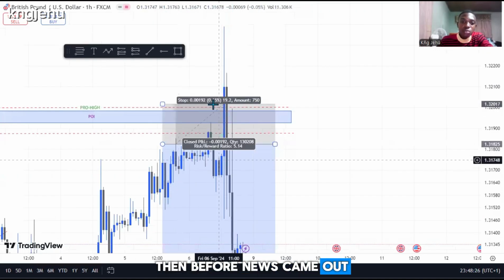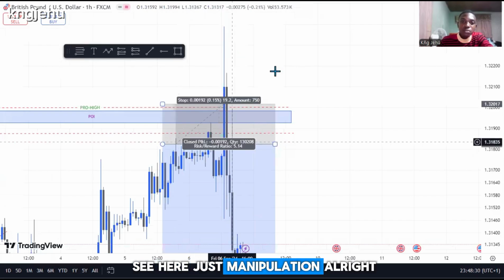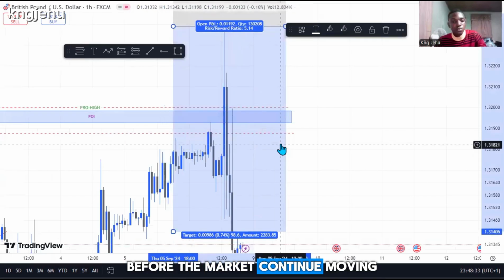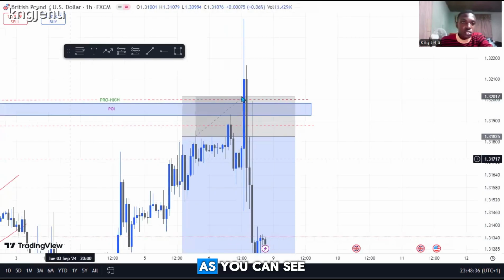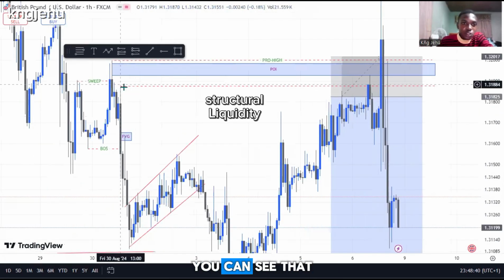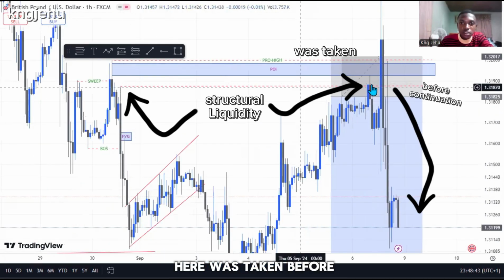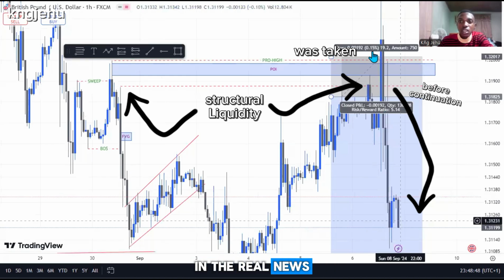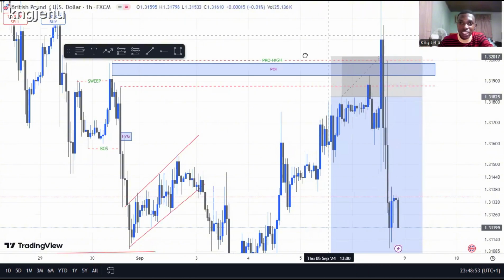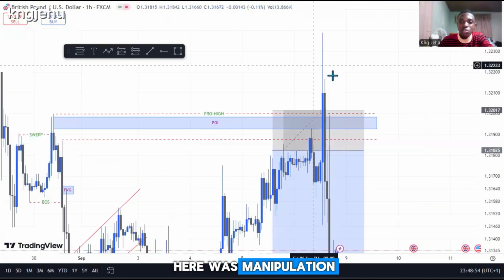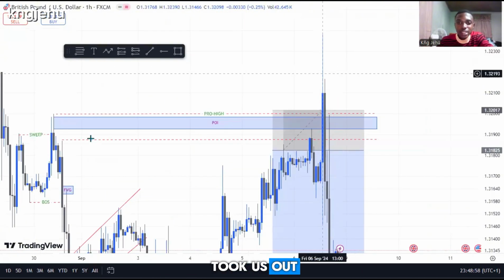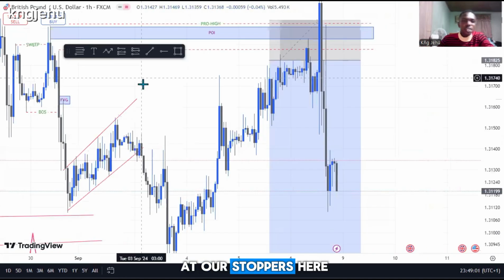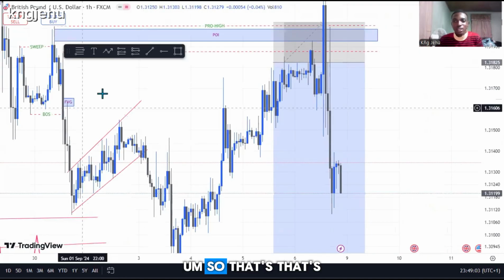Then before news came out, all this you see here is just manipulation, right? Before the market continued moving, as you can see, if you check from here, this was taken before it pulled back to the downside. If there was no news, we wouldn't have this manipulation. So whatever you see here was manipulation, but still the manipulation took us out. So we ended up at our stop loss here. So that's that about this.